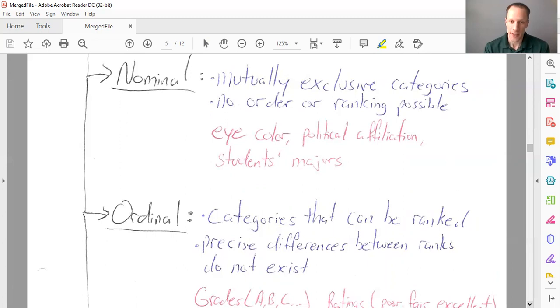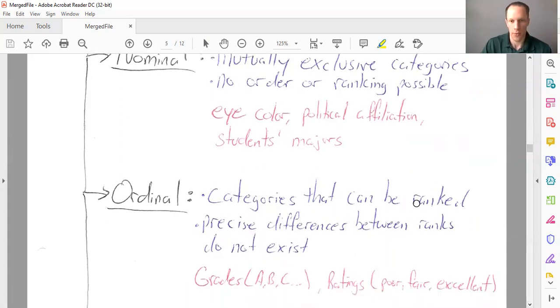Now, ordinal data, this tends to be categories that can be ranked. Okay, so for example, if we talked about the letter grade that you would earn in this class, A, B, C, D, or F, okay, well, those are categories, but there is a ranking. A is better than B, B is better than C, and so on.